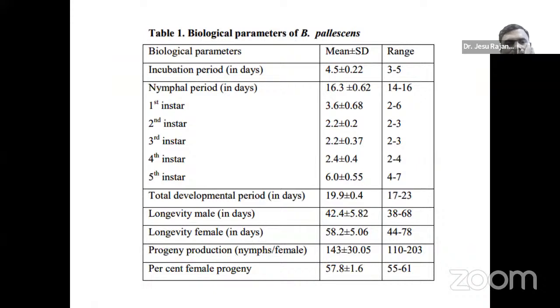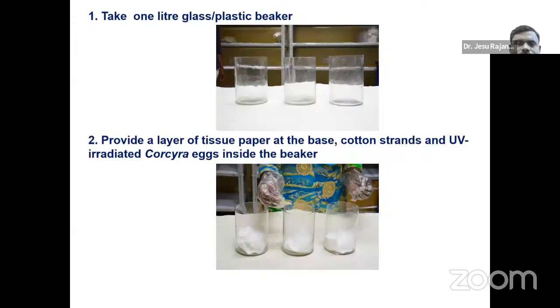You see the life cycle, the biology of these insects. The incubation period is maximum 3 to 5 days. The total nymphal period has 5 nymphal instars, minimum 14 to 16 days. The total development period is almost 20 to 23 days. Fecundity is very difficult to see from the eggs, so we calculate it from nymphs per female. It's almost 110 to 203, a very huge number. It's very easy for mass production of these insects, as its fecundity is very high.